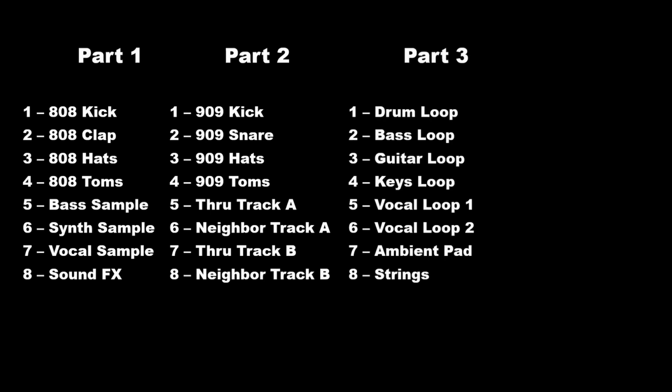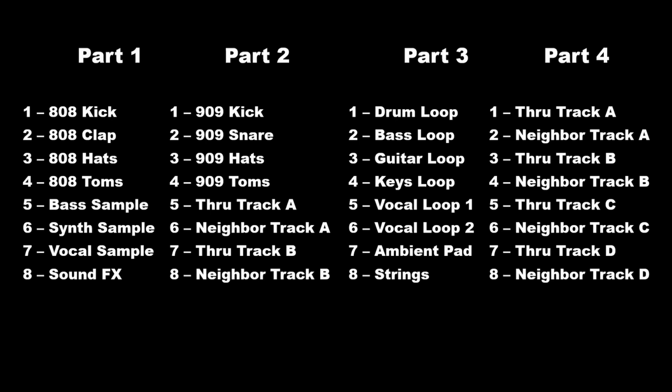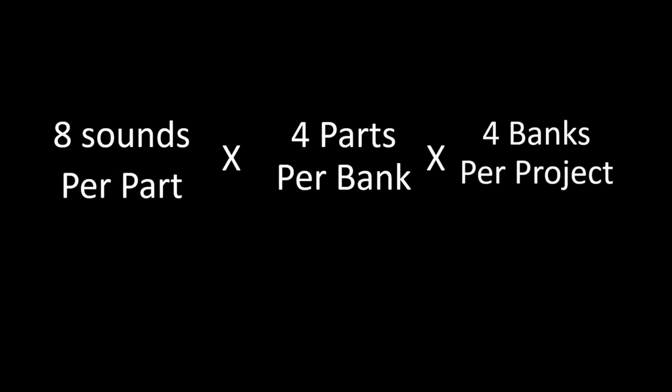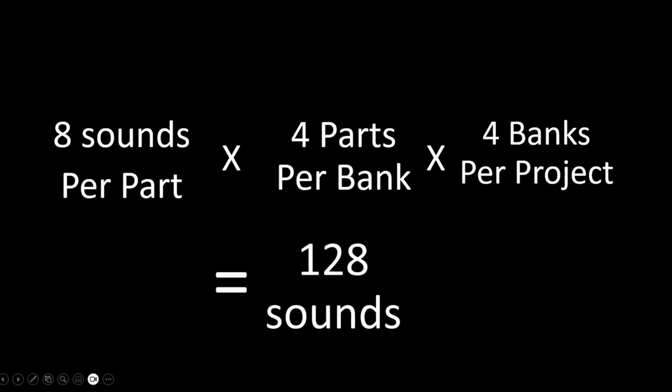And say on part 3, now you've just got a bunch of loops going on. And on part 4, you're exclusively using through tracks and neighbor tracks. Now, per part, you have 8 sounds. And per bank, you've got 4 parts. And you have 4 banks per project. So multiply that all together, and you have 128 different sounds that you could use in a single project.